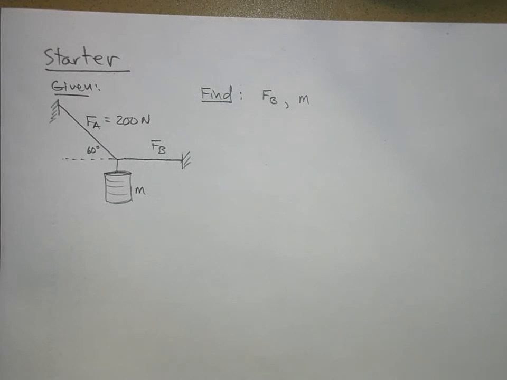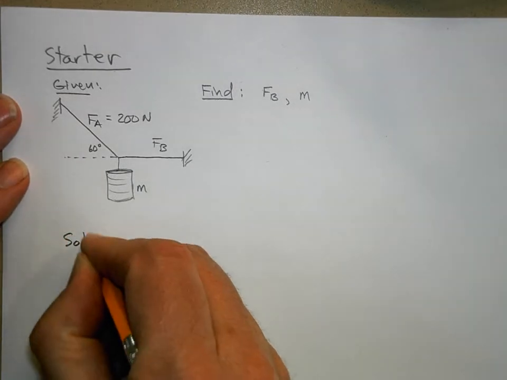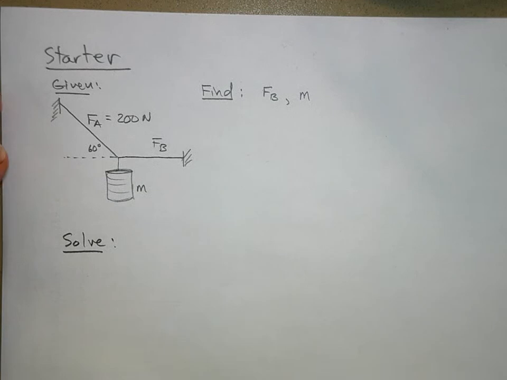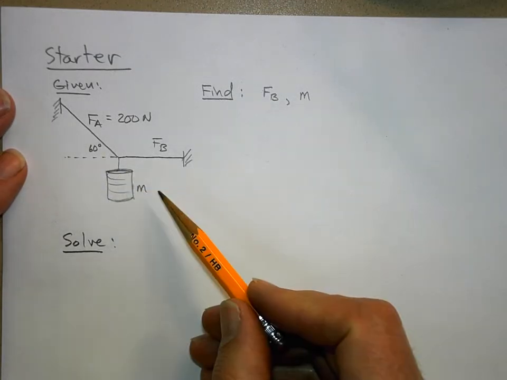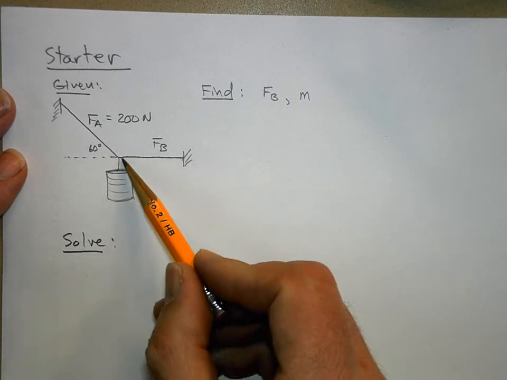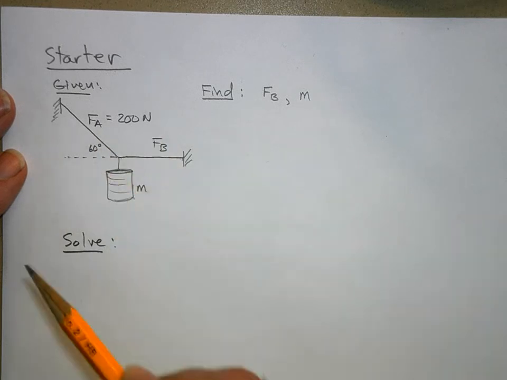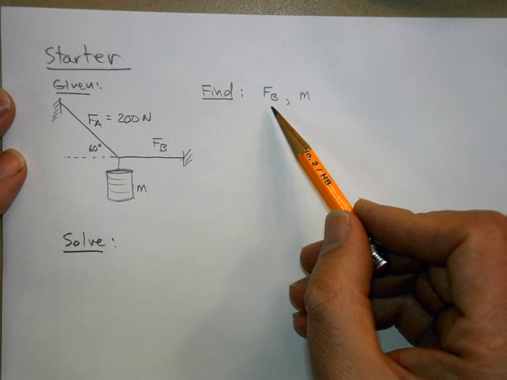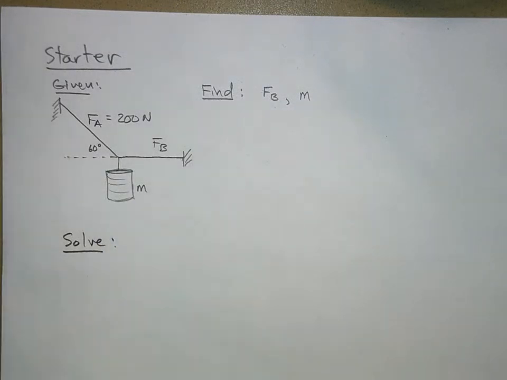Okay, let's go ahead and solve this. So again, here's what we were given. Some containers strung up by these cables, and we notice that F sub B is horizontal, but F sub A has a force of 200 newtons at a 60-degree angle like that. And what we want to know is what is force B and what is the mass of this barrel right here. So let's go ahead and do this.